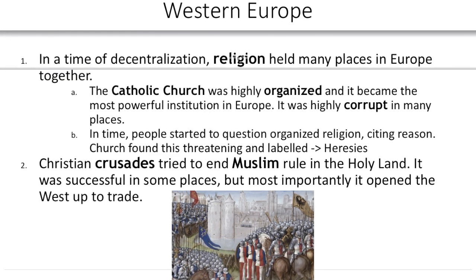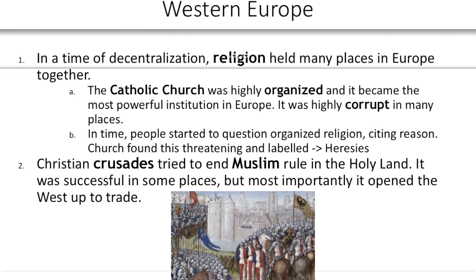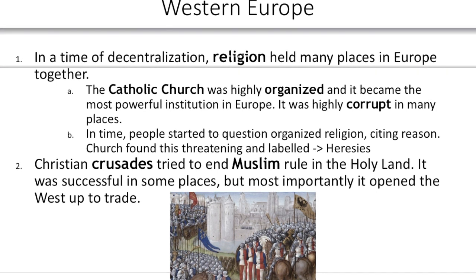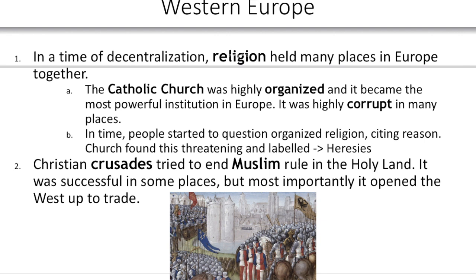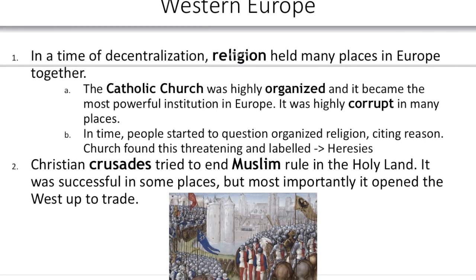The church also does not like people questioning its authority, and so people that cite reason to question its authority are often labeled heretics. There's the famous Inquisition launched by the Pope that you can read more about in your Princeton Review.